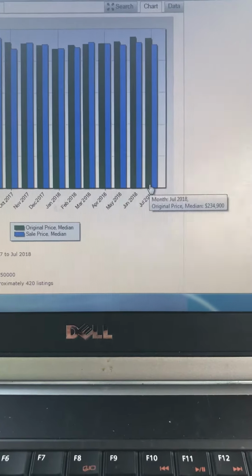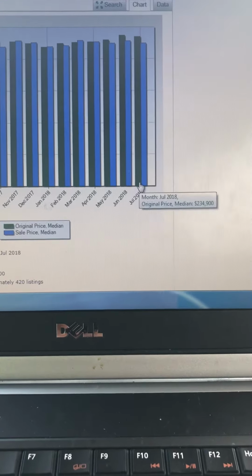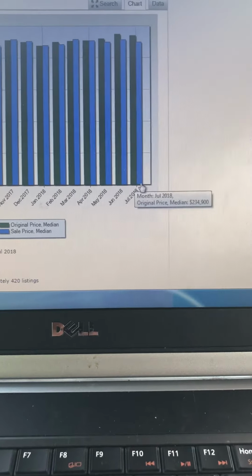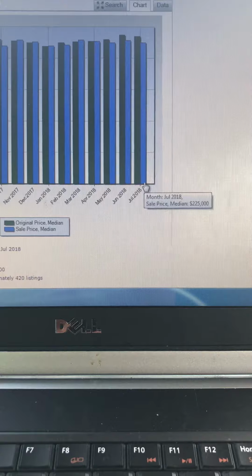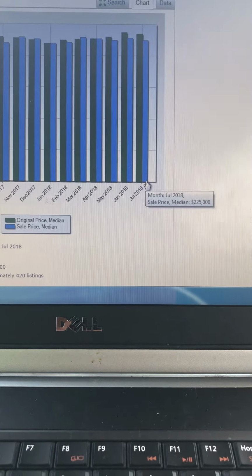So we were exceeding the list price. Currently in July, original price at $234,000, sale price at $225,000. This is excellent for buyers.